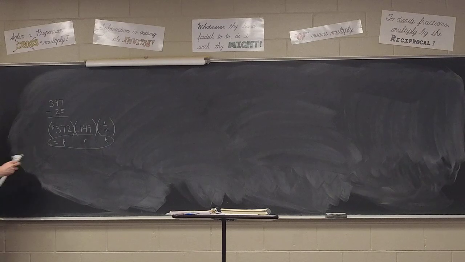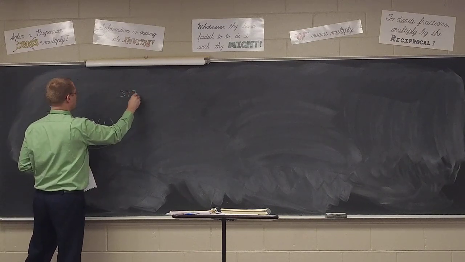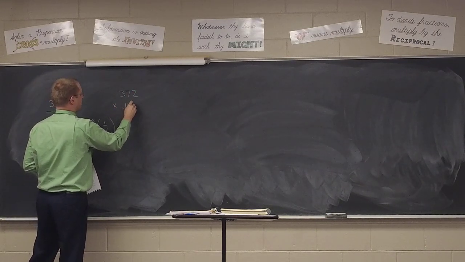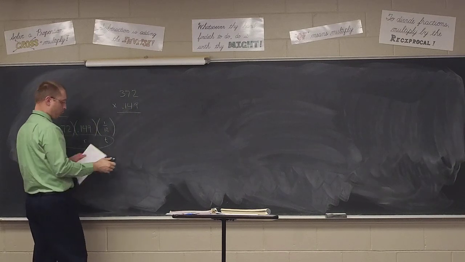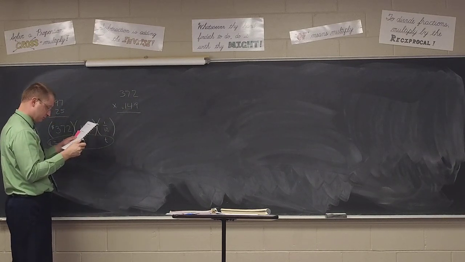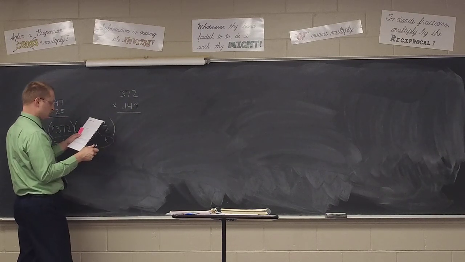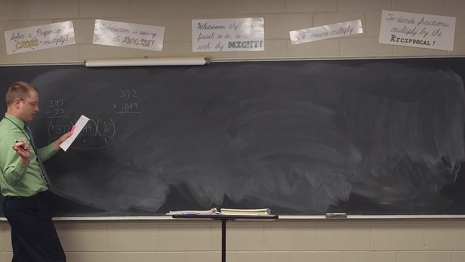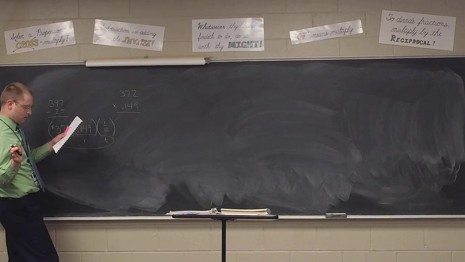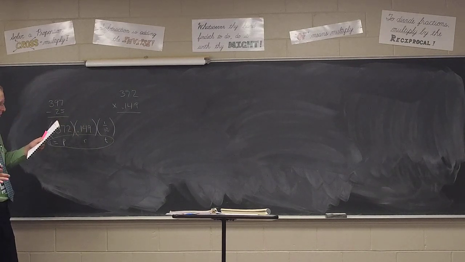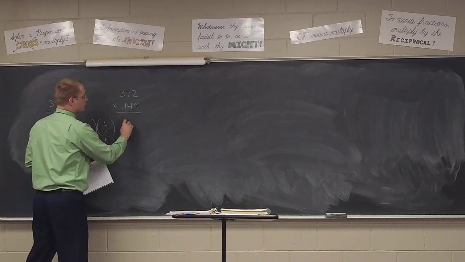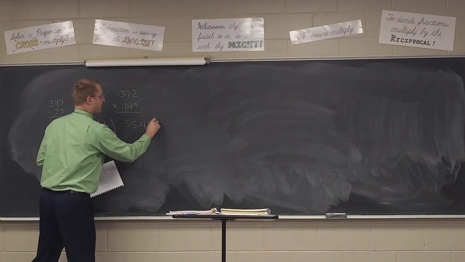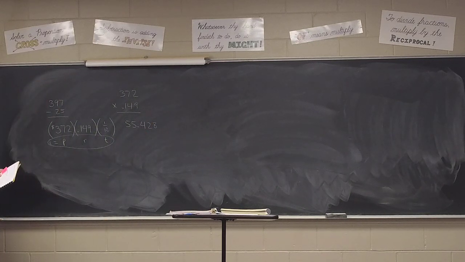Yes. All right, so at your seats, let's go and multiply. Actually, Joshua, I believe you already had the 372 times the 0.149. What was that? 35.428. That doesn't sound right. It should be 55.428 when you multiply that out.